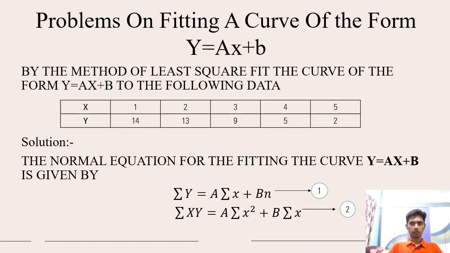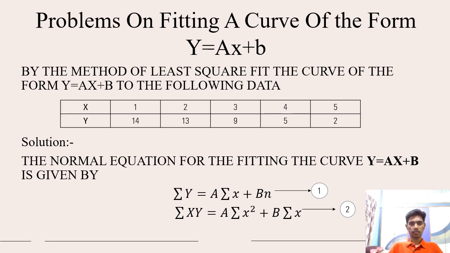Problems on fitting a curve of the form y equals ax plus b. By the method of least squares, fit the curve of the form y equals ax plus b to the following data. Here x and y values are provided, where x ranges from 1 to 5 and y values are 14, 13, 9, 5 and 2. To solve this equation, we need two other equations.